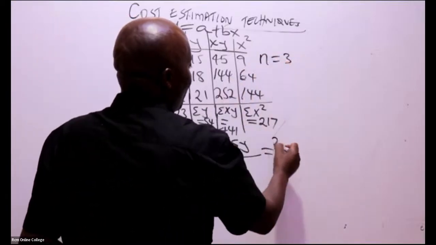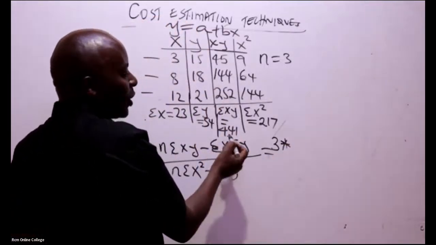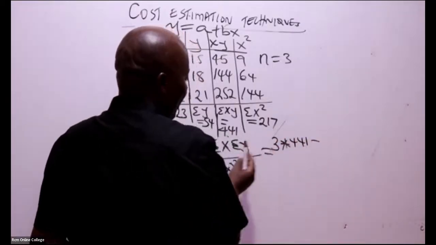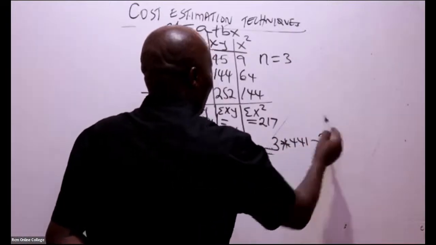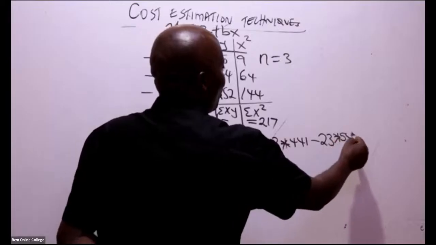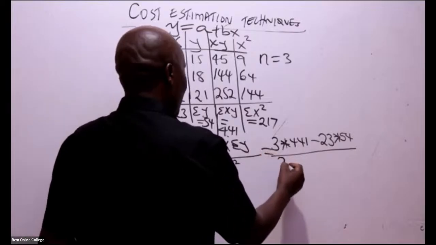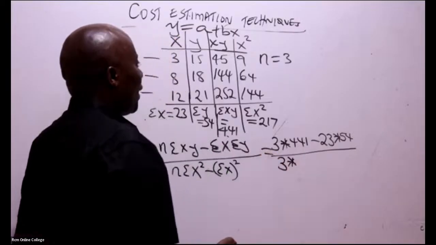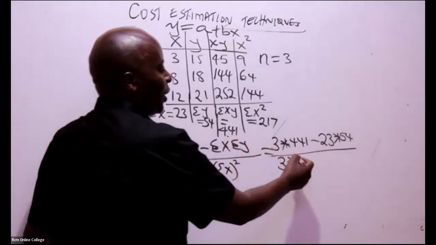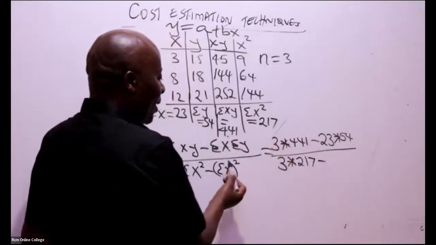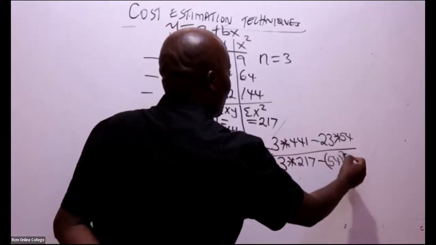So then we have here 3 times sum of xy. Sum of xy, already we have it. Sum of xy is 441 minus summation of x, which we already have, 23, times summation of y, which is 54, all over n again, which is 3, times summation of x squared. Summation of x squared, already we have it, 217, minus summation of x into brackets, squared like that.